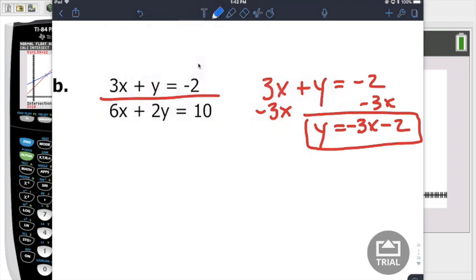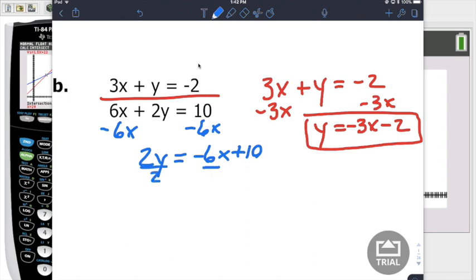And let's see what's going on here with this other graph. This other one here we'll do in blue. So subtract 6x from both sides. So that's 2y left over: -6x and then +10. And remember, -6x and 10, those are not like terms, so we just write them side by side. And then to get rid of this 2 out in front, we're going to divide everything by 2. So that would be y is equal to -3x and then +5.